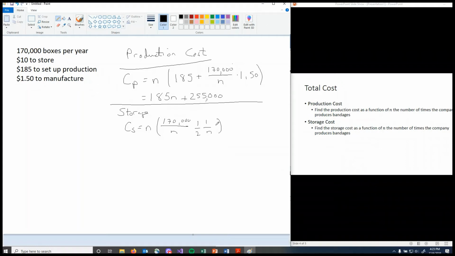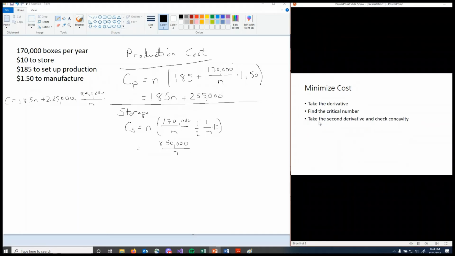Oop, and we forgot one very important thing. It costs $10 to store our box. Okay, so the n stays, so we've got 10 divided by 2, which is 5. 5 times 170,000 is 850,000 divided by n. So my total cost, bring it over here, is 185n plus 255,000 plus 850,000 over n.